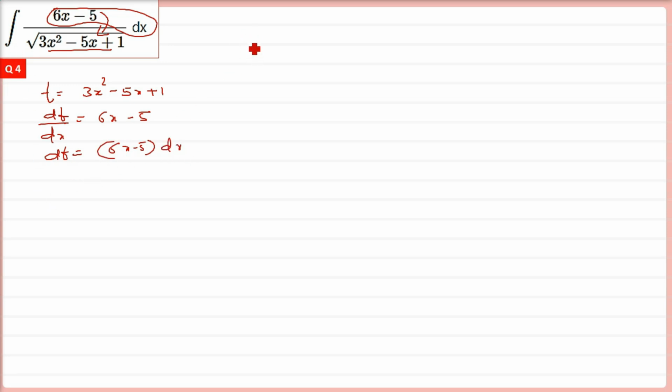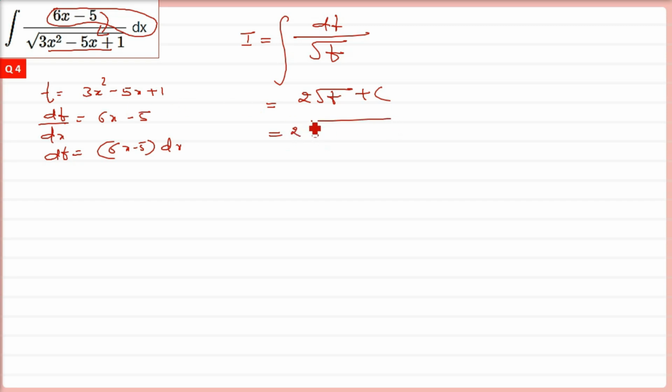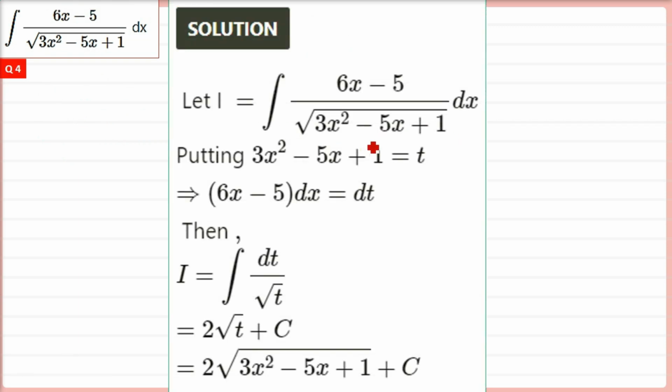So this integration will be formed like this. The numerator we will call dt, and since we have taken 3x square minus 5x plus 1 as t, it becomes dt by under root t, and we know the direct integration is 2 under root t plus constant of integration. What is t? t was 3x square minus 5x plus 1, which we are going to put inside the root. So this, plus constant of integration, is your result. This is a very straightforward question and you don't have to do much about it.